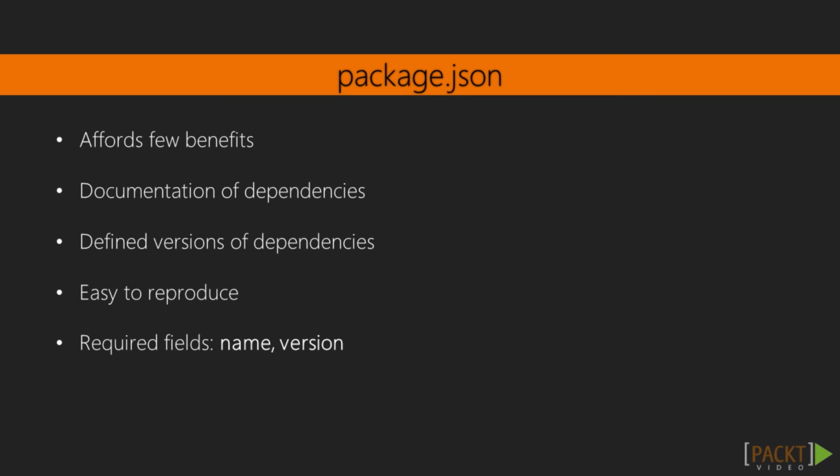A package.json file affords a few benefits for you. It serves as documentation for what packages your application depends on. It allows to define the versions of packages using the semantic versioning. It makes your application easy to reproduce, which allows to share it with other developers. Package.json file must have at least a name and version fields in it.